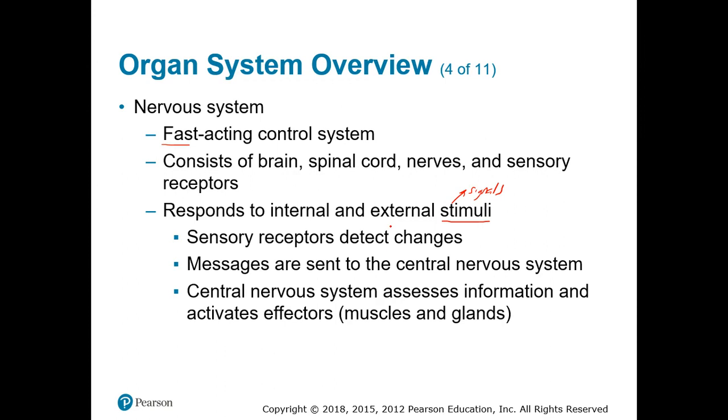These sensory receptors detect changes. So if I have a pain receptor and it's signaled, I'm going to pull my hand back away from that source of pain. Another sensory receptor is, for example, you might see that a stoplight turns from red to green. This message is going to be sent to your brain or your central nervous system. It's going to take in and assess all this information and then activate muscles to do its job. So if you see a light go from red to green, it's going to send a signal to your brain, and your brain's going to send a signal to your foot to push down the pedal.